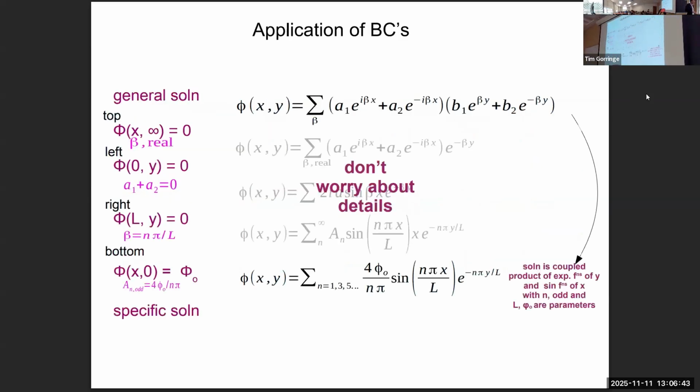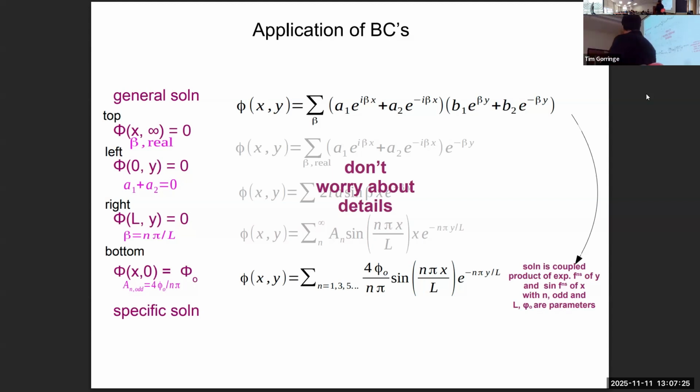A lot of the work in solving the problem of the two vertical grounded plates and the horizontal positive potential plate is to take that general solution and apply the boundary conditions on the left-hand plate, the right-hand plate, and the bottom plate, one by one, working your way to the explicit solution to the problem that you have. I don't want us to worry about all the details of that.